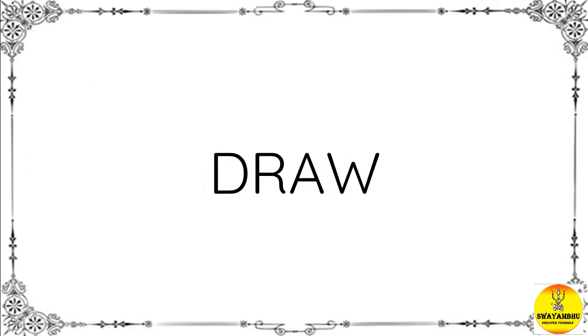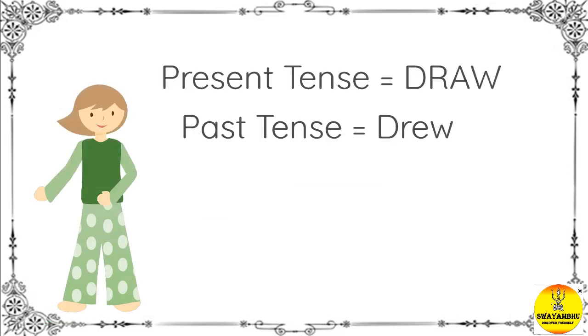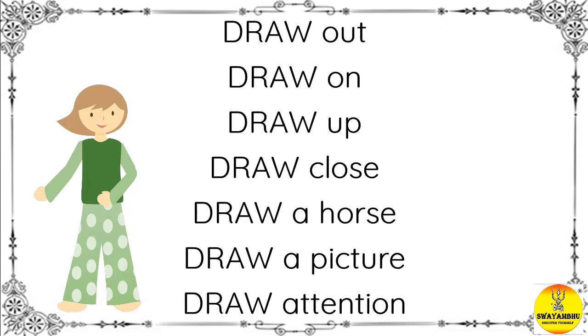The second word is draw. D-R-A-W, draw. Present tense is draw and past tense is drew. Draw out, draw on, draw up, draw close, draw a horse, draw a picture, draw attention.